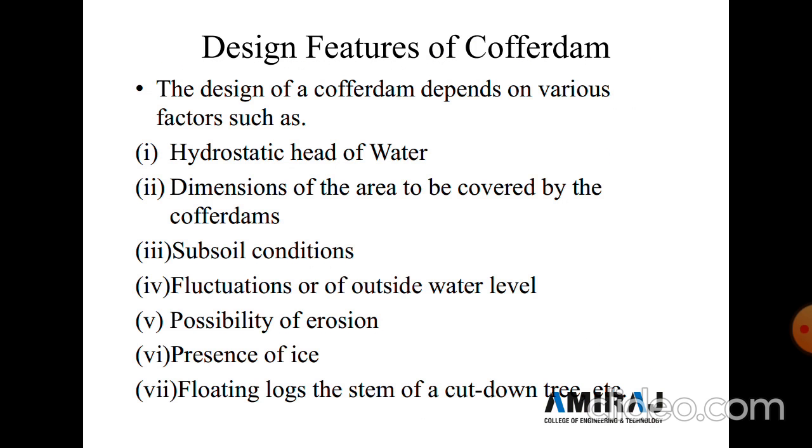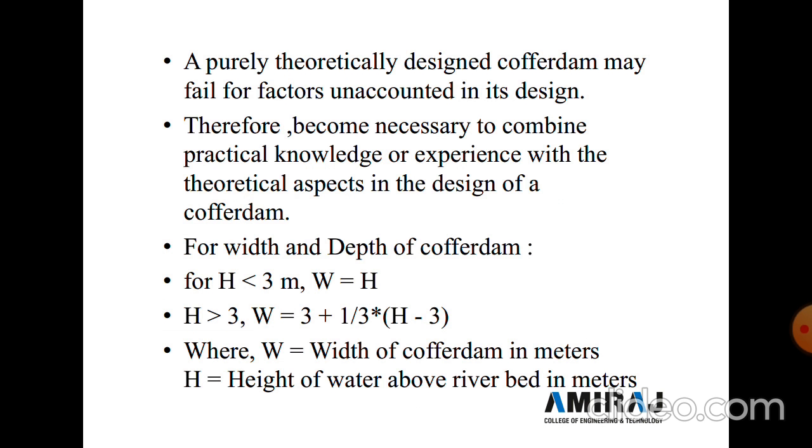Now, a purely theoretically designed cofferdam may fail for factors unaccounted for in its design, so it becomes necessary to combine practical knowledge or experience with the theoretical aspects. Here, for the width and depth of the cofferdam: for height less than 3 meters, width and height are both the same, and for height of the water above the river bed greater than 3 meters, the width of the cofferdam is equal to 3 plus 1/3 multiplied by (h minus 3). So these are the main important mathematical steps.